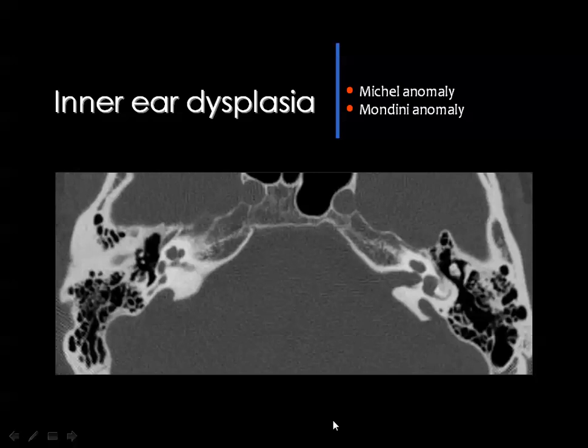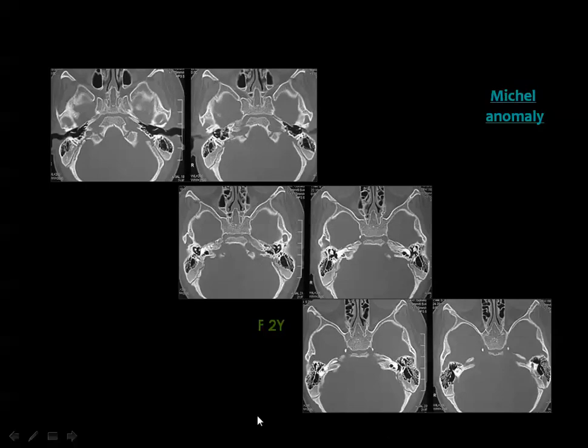Actually, there are two types of inner ear dysplasia. The first one is the Michel anomaly, and the second one, which is relatively more common, is known as Mondini anomaly. Michel anomaly means total absence of the inner ear structures. If you look here at these CT scans, you can see the middle ear structures, but you cannot see any of the inner ear structures.